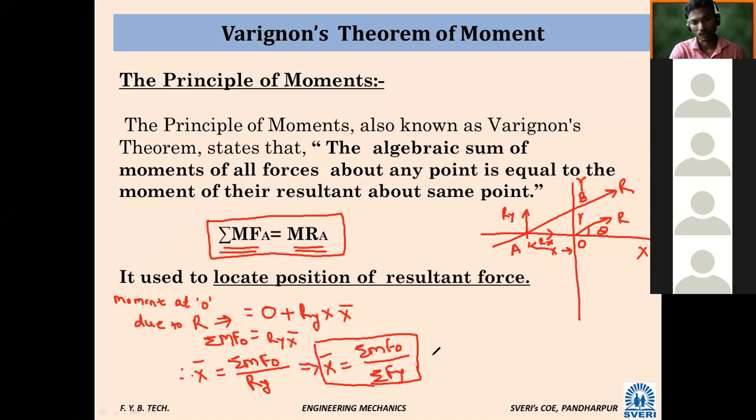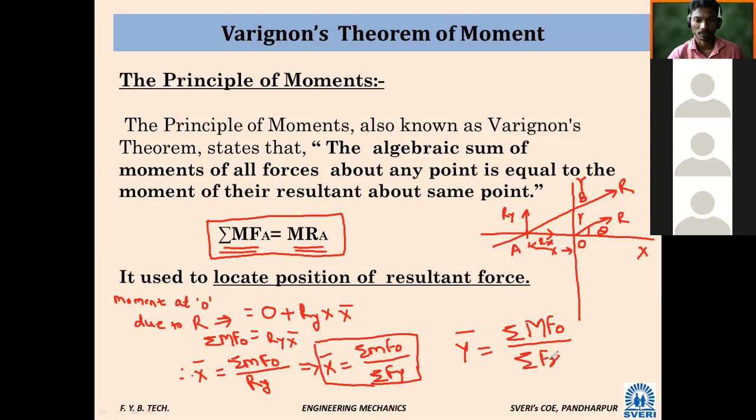Y intercept. So what will be the formula for Y intercept if I want to find? Summation of moments due to all forces upon summation of Fx. If you apply the same formula, it will become something like this. Y intercept is equal to summation of moments due to all forces divided by summation of what I have to take now? Fx. Summation of Fx. If you apply the same thing, you will get this answer.